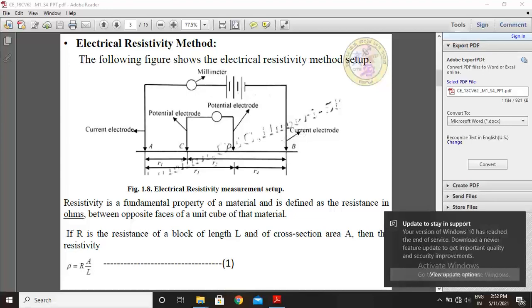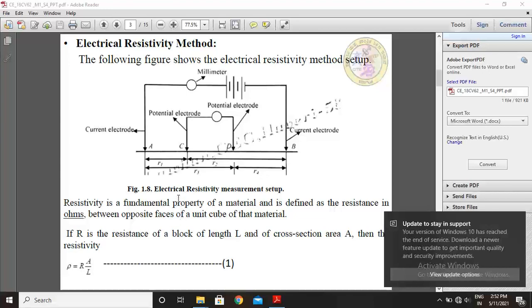this is current electrodes and the distance selected from A to C is R1, C to B is R2, A to D is R3, D to B is R4. So like that distance is selected in terms of R1, R2, R3, R4 distance.